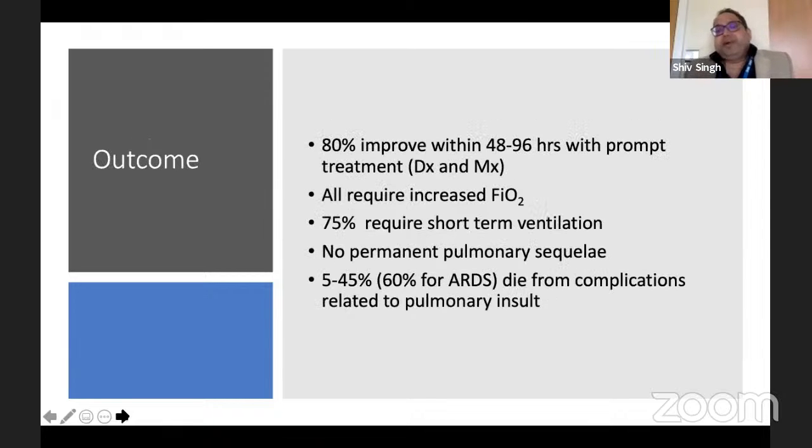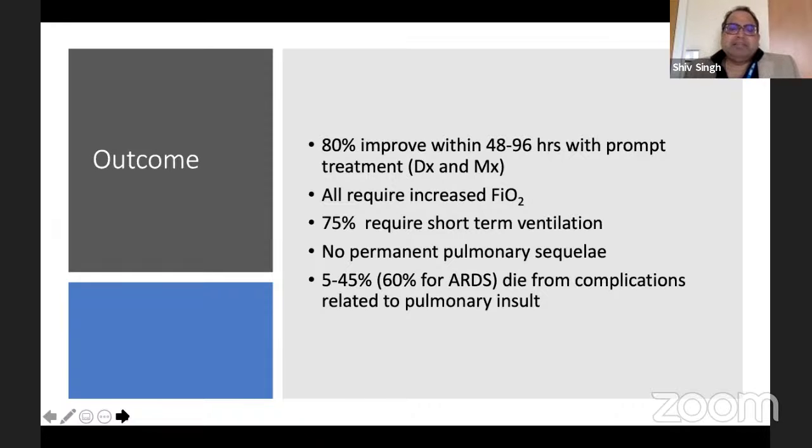Outcomes are pretty good. 80% improve within 48 to 96 hours with prompt treatment. If you diagnose and support them, in most cases the patient will just require an increase of FiO2. About 70%, three quarters of patients, may require short-term ventilation. Usually, no permanent pulmonary sequelae are seen in these patients.